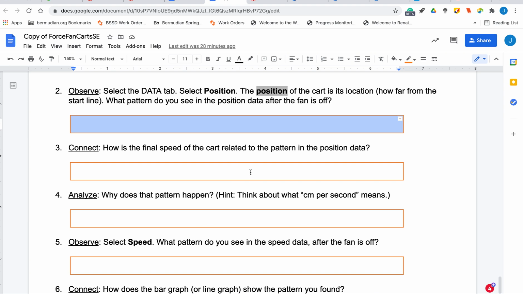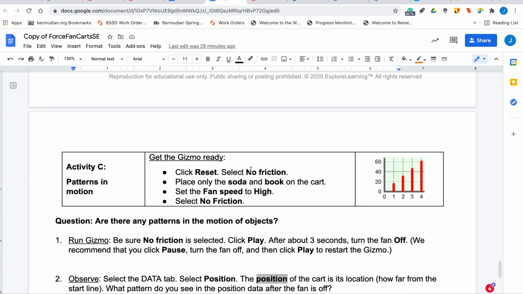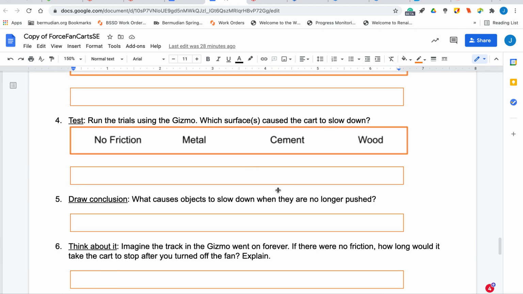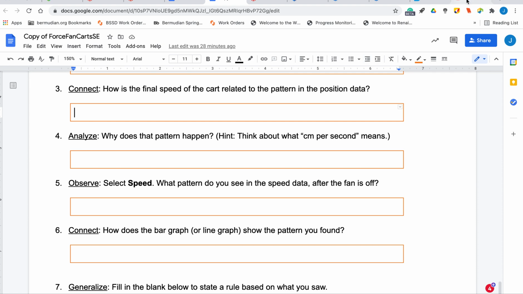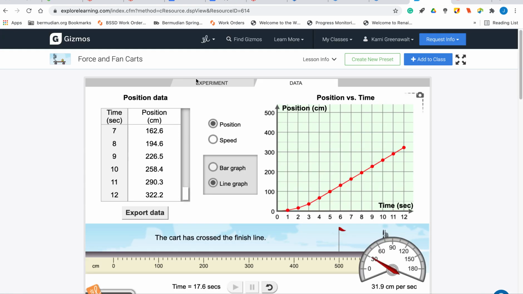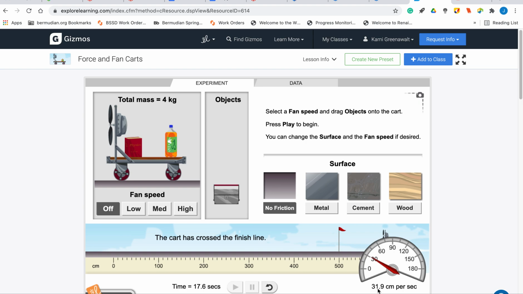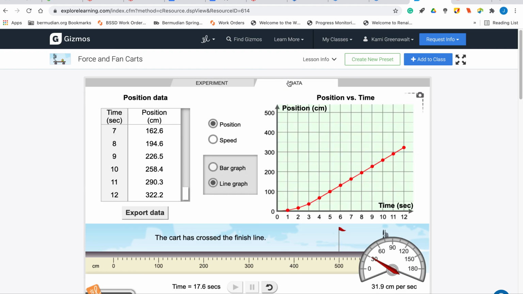All right, so now how is the final speed of the cart related to the pattern? Well, let's look back at the experiment. Whoops, I went backward too far. The final speed was 31.9 centimeters per second. How does that relate to the cart being 322 centimeters away from the starting position?